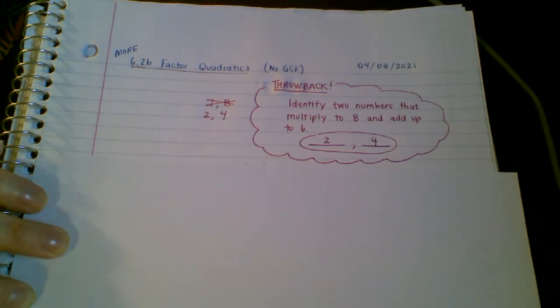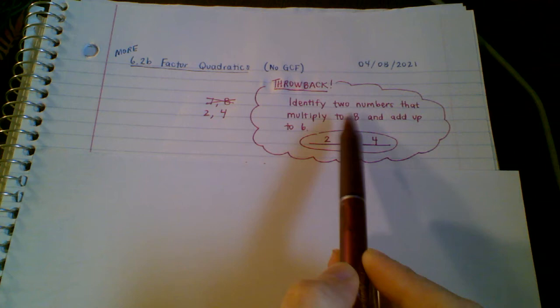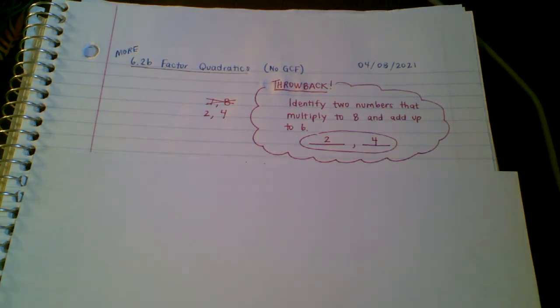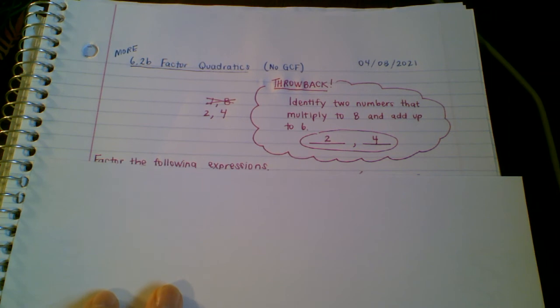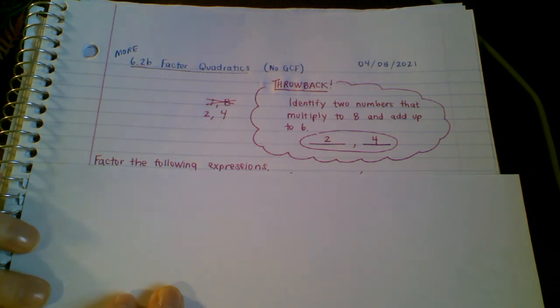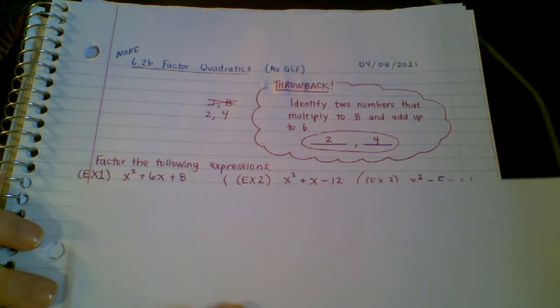We're going to use this throwback of multiplying to 8 and adding to 6 to factor quadratics that don't have a GCF. We have 4 examples, and the directions are the same for all of the examples. The directions are factor the following expressions. Here's example 1.